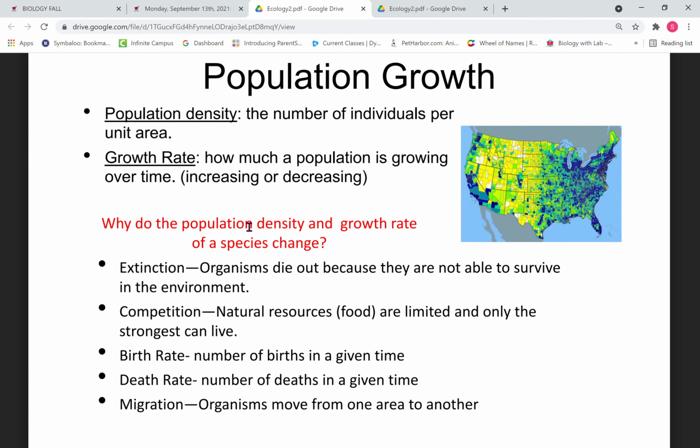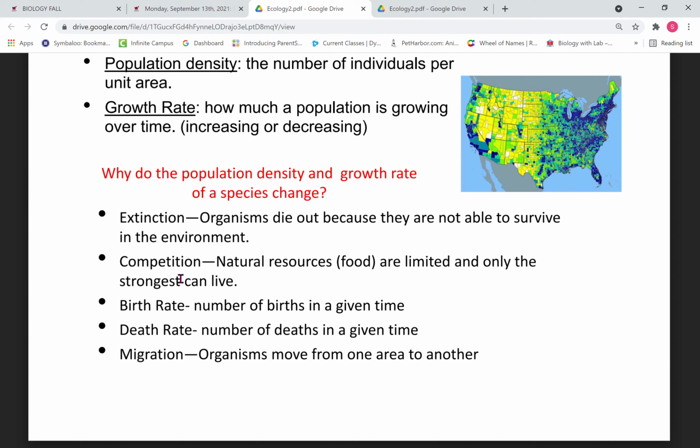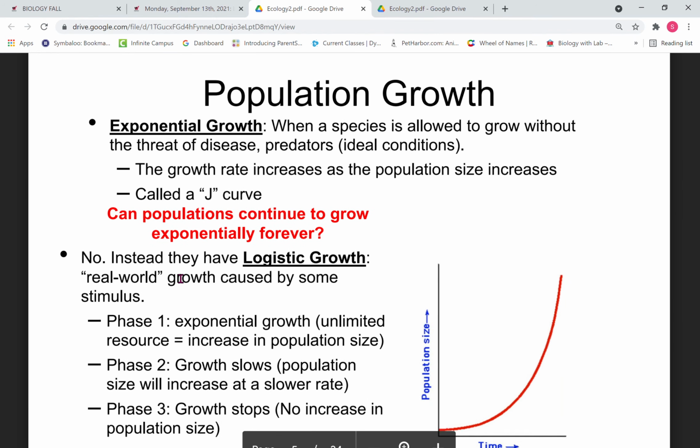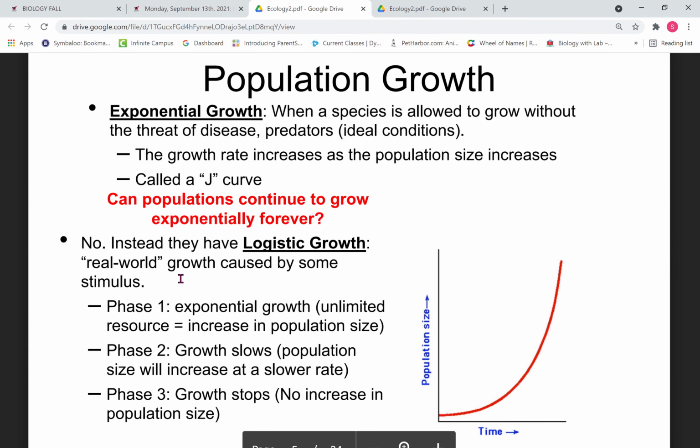What makes a population density change is you have extinction, which is organisms dying; competition, where they're competing for the food; birth rates, obviously babies being born of whatever species; death rates, the number of deaths at a given time; and migration, leaving to go somewhere else, like for example in the winter. We have that a lot happen here in Indianapolis or in the Midwest.